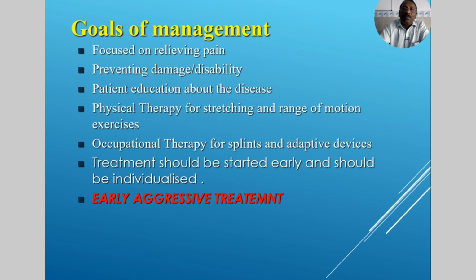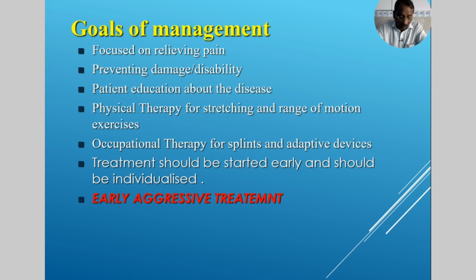Physiotherapy is very, very important for all connective tissue disorders: physiotherapy for stretching and range of motion exercises, and occupational therapy for splints and adaptive devices. The most important point here is that treatment should be started early and it should be individualized. You have a lot of DMARDs and biologicals, so it's up to you to decide.